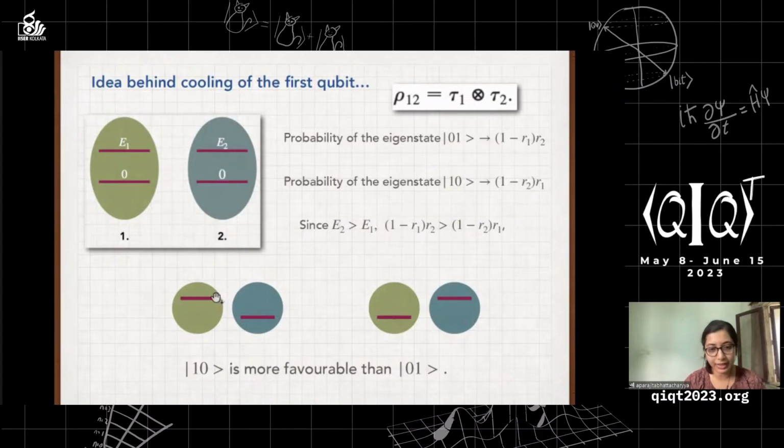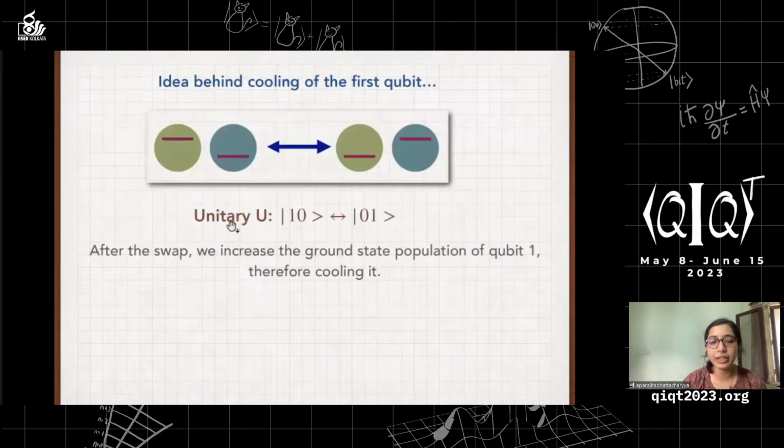That is, the excited state population of the first qubit is larger. But we do not want that. We want the ground state population of the first qubit to be more in order to refrigerate this qubit. So what do we do next? We apply a unitary operator U, which swaps the two energy levels 1,0 and 0,1. So from this state, we go to this state 0,1, where the ground state population of the first qubit is higher than the excited state.